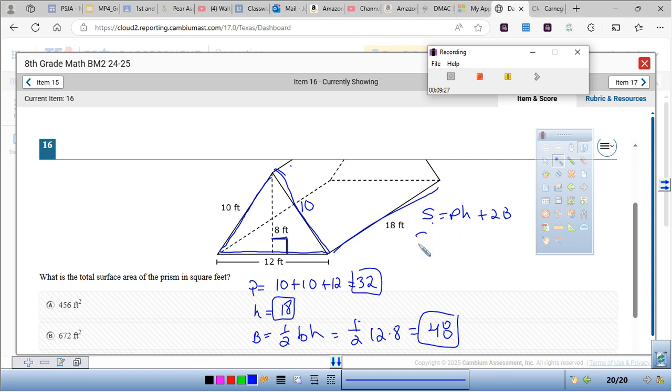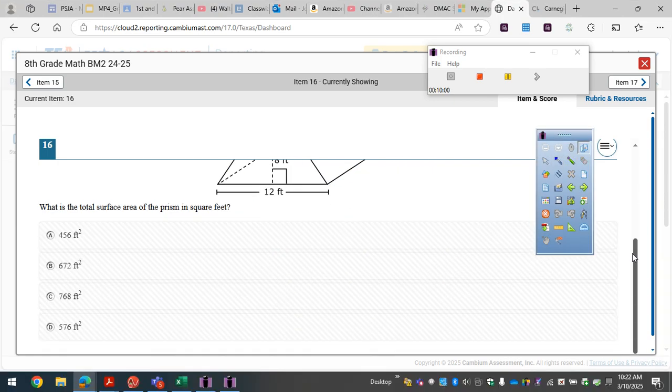Okay, so we're going to go S is equal to P, which is 32 times 18 plus 2 times 48. This is 96 plus 32 times 18. Okay, so then we're going to go with 32 times 18 is 576. And then we're going to add that. It's 98, 674. Let me see, 674.